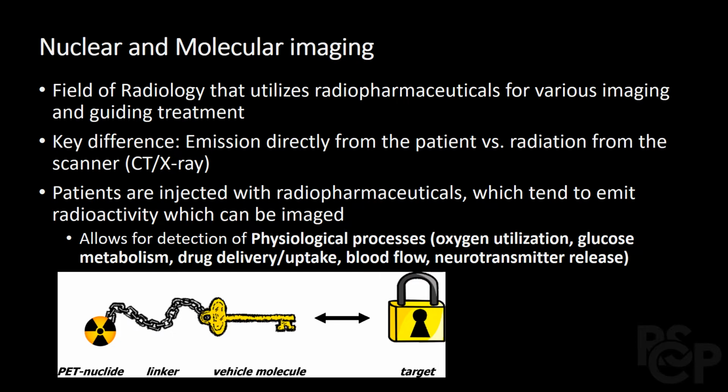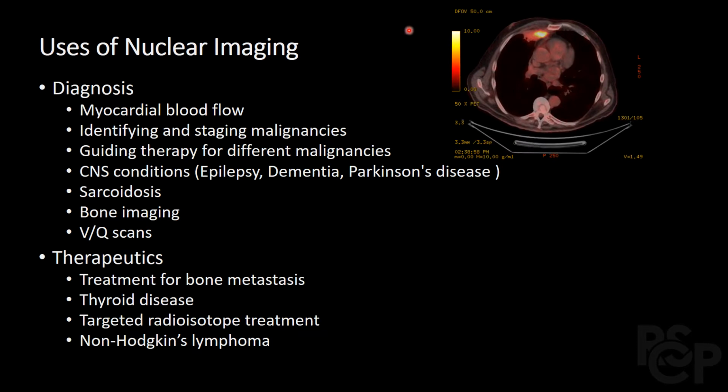So it allows for detection of oxygen utilization, glucose metabolism specifically. This is important for identification of tumors, drug delivery and uptake, blood flow, and neurotransmitter release. So nuclear imaging has a wide variety of applications, specifically in identification of physiological processes. For example, it can be used in diagnosis of myocardial blood flow, identifying and staging malignancies, and guiding therapy for different malignancies.